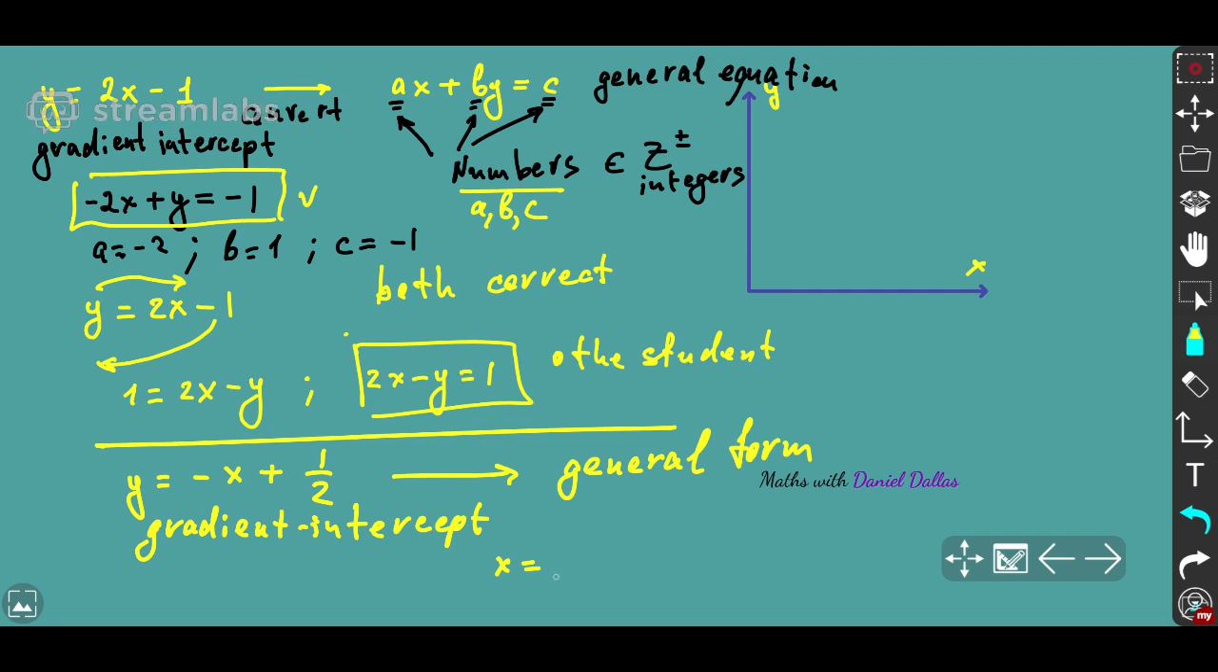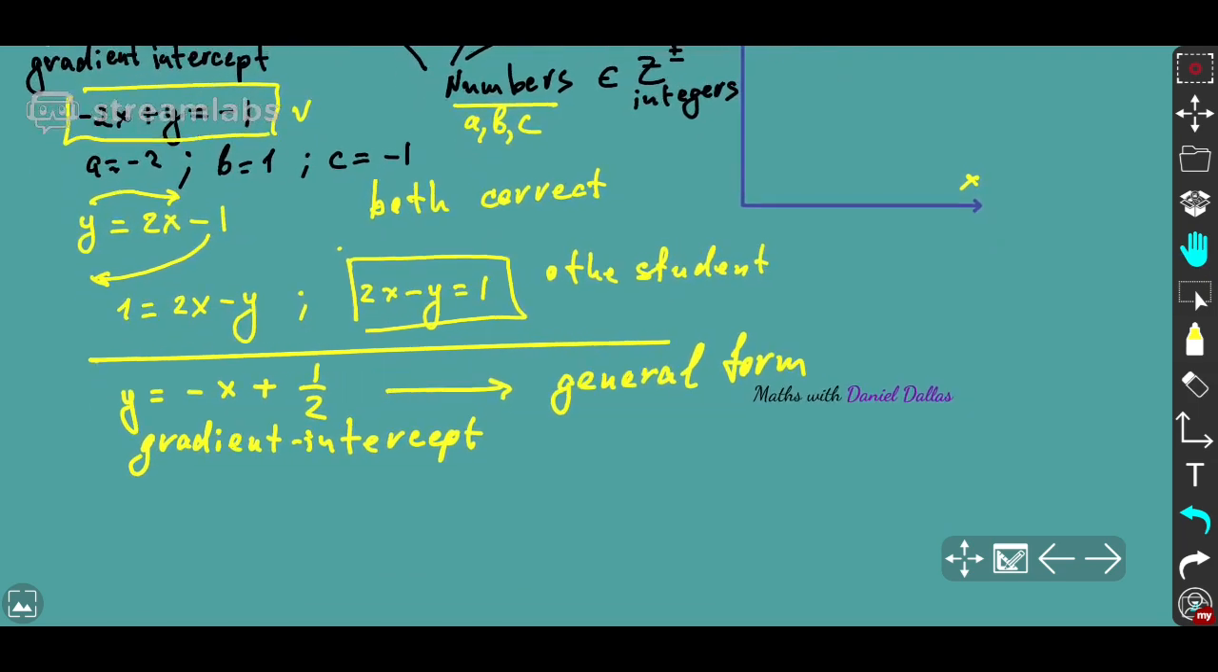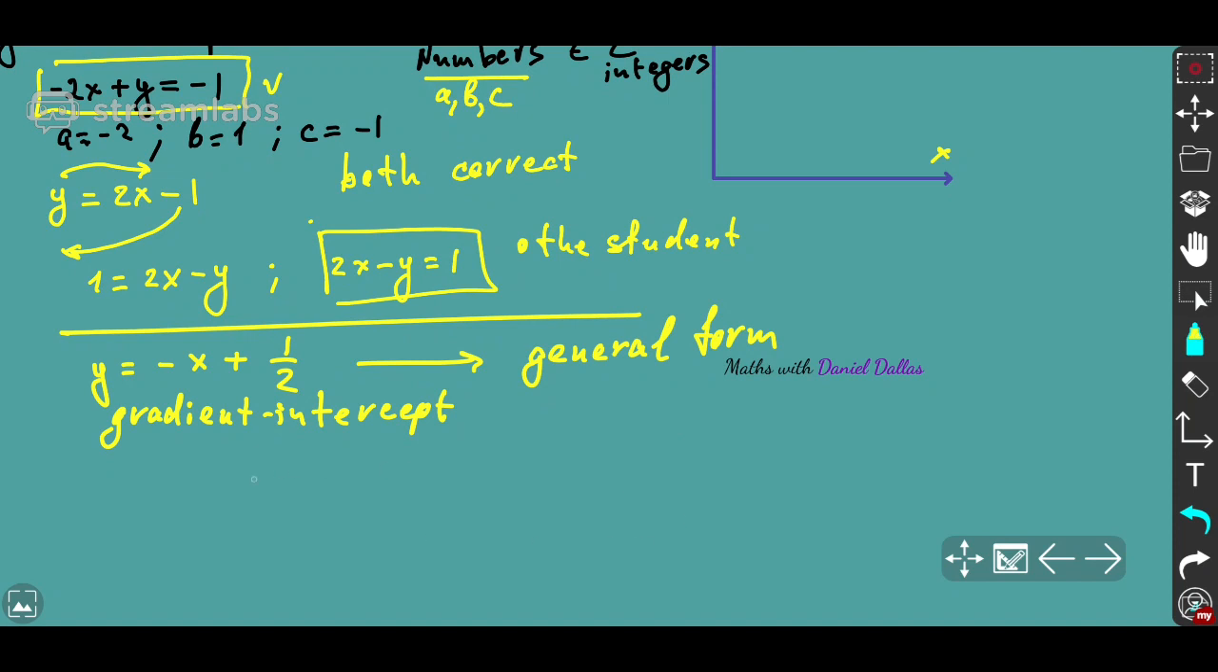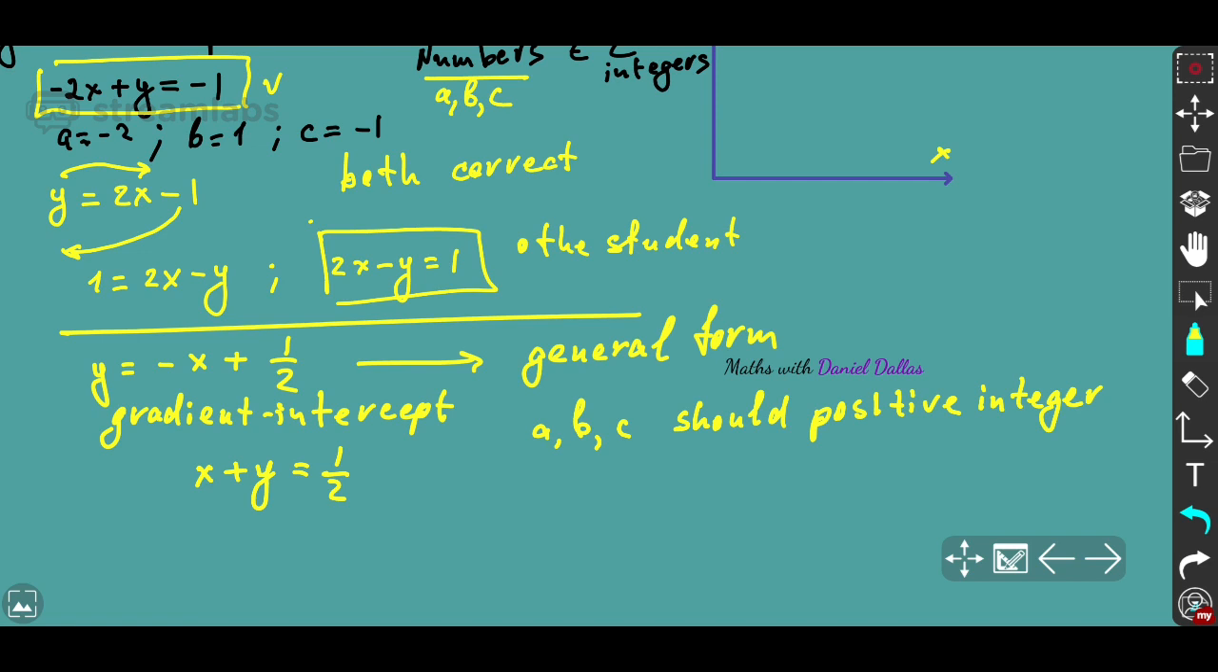You have y plus 1 over 2, but you need to collect both x and y on one side. So you transfer negative x to the left side, and you get x plus y. On the right side, 1 over 2 you can leave with no problem. But you would like to have all coefficients in the general form of the straight line be integers, so a, b, c should be positive integers. So how to make them? Right now you have 1 over 2, and that's the problem. It is a fractional number, but you would like to have a whole number, or at least an integer.